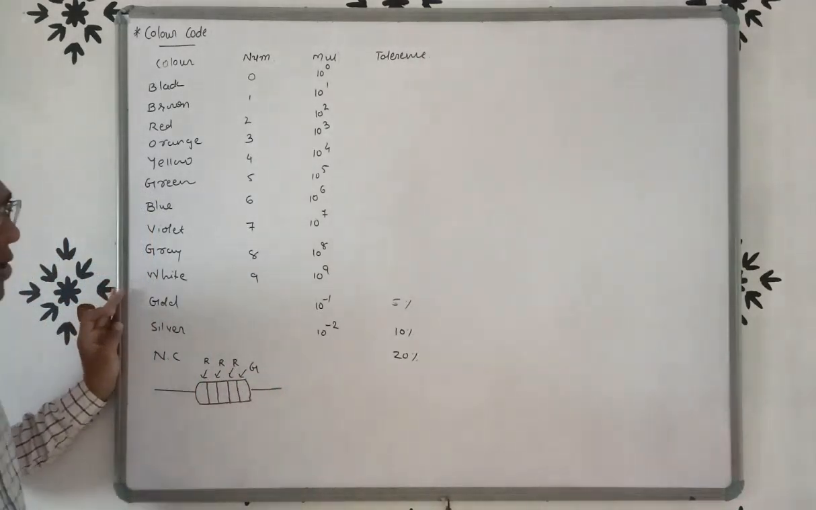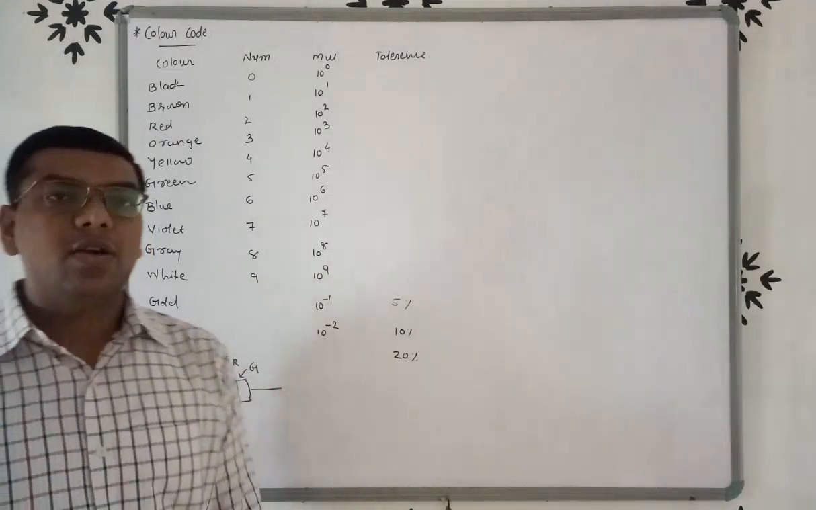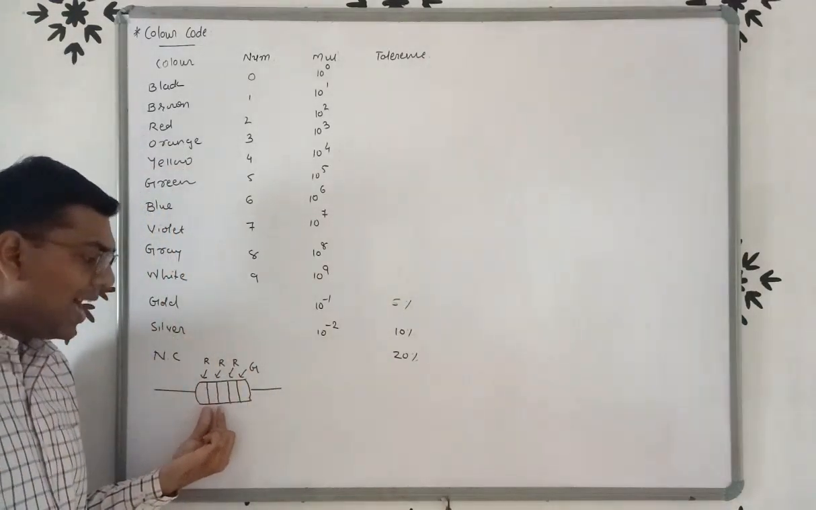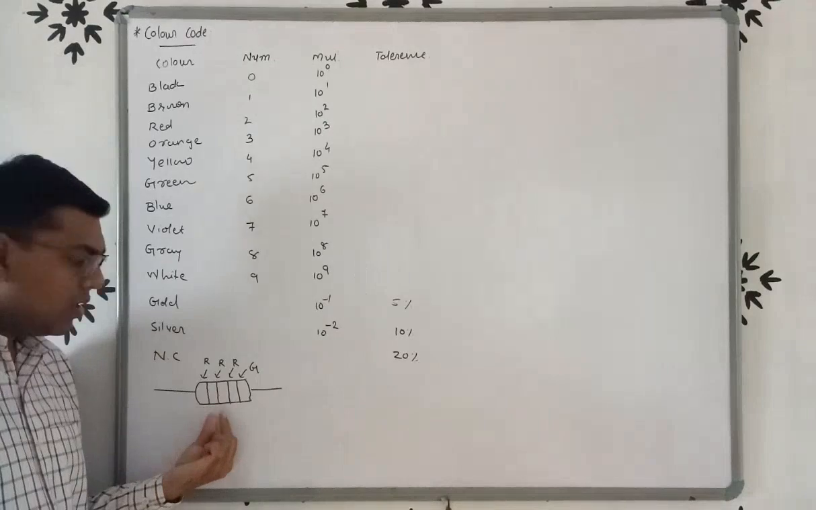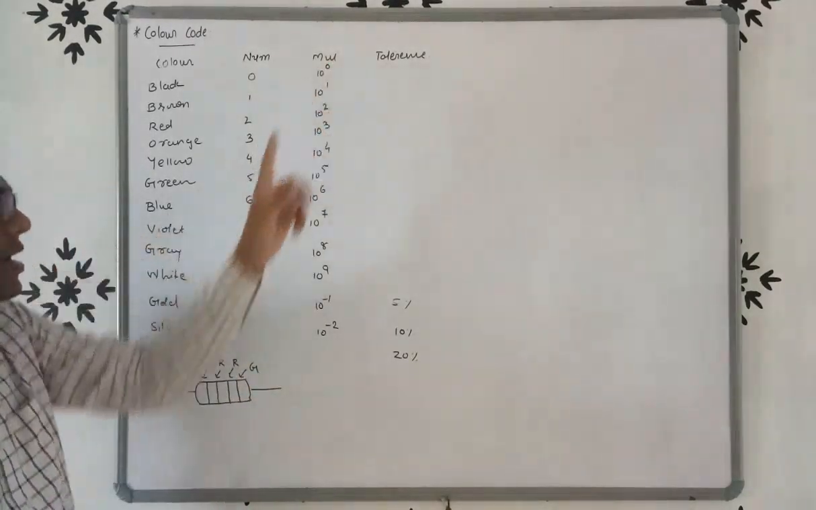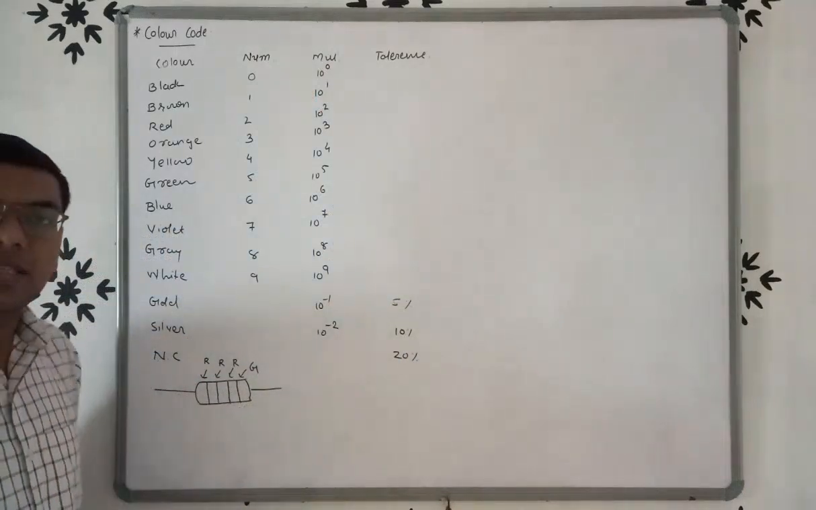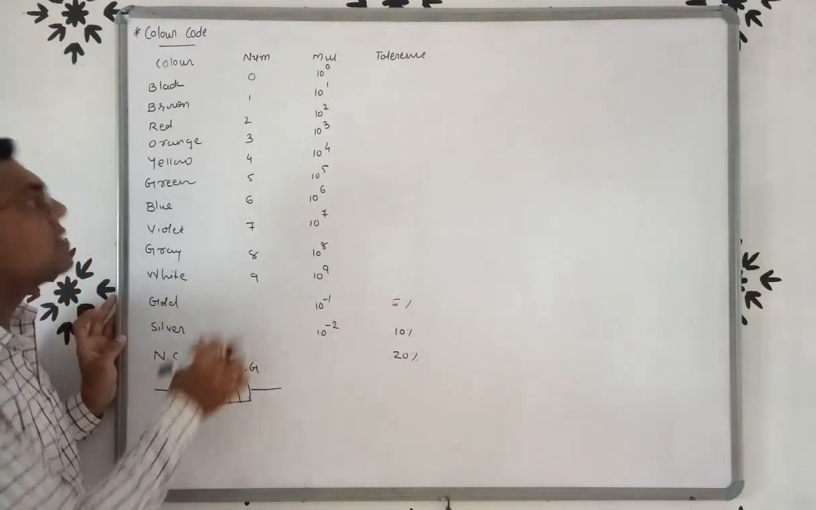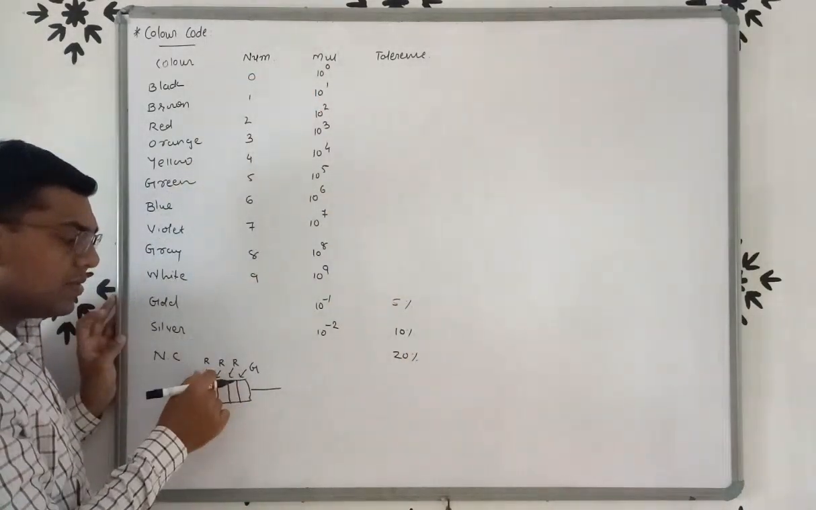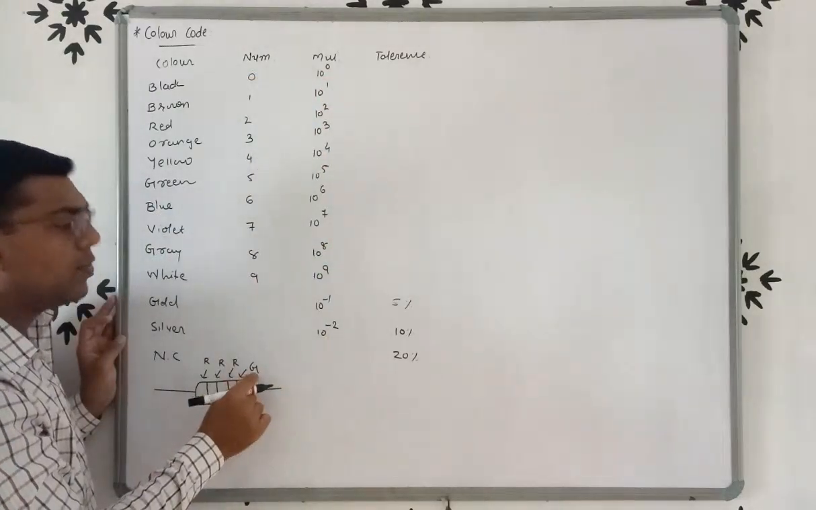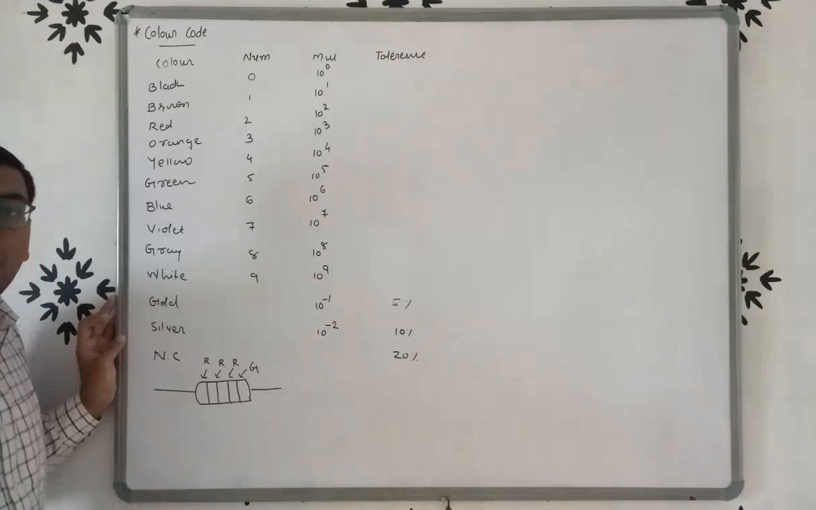First of all, to write the value of resistance, the first two colors give the numbers, the third one is the multiplier, and the fourth color stands for tolerance. So for the first two colors you write numbers, for the third color you write the multiplier, and for the fourth color you write the tolerance.